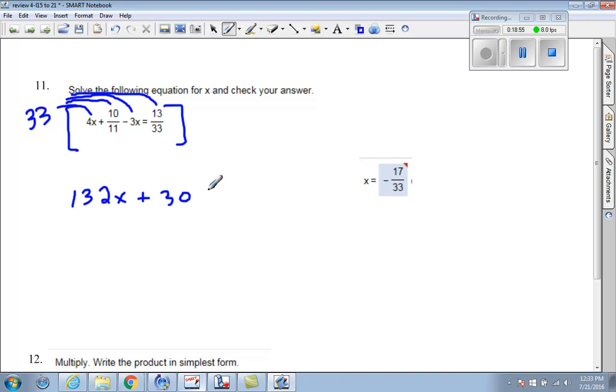So I know I'm doing a lot of mental math there. 33 times 3 is 99. And there's a minus sign, so I'm keeping that, 99x. And then equals. And then 33 times 13 is some big number, and then you divide it out by 33. So an easier way to say it is 33 and 33 cancel, and you're just going to be left with 13.